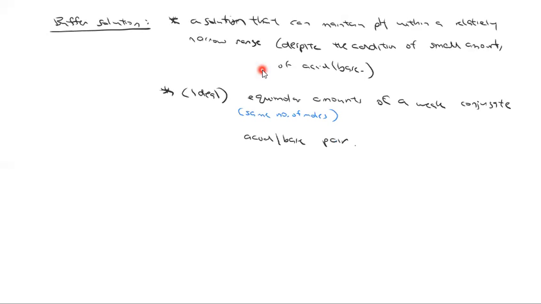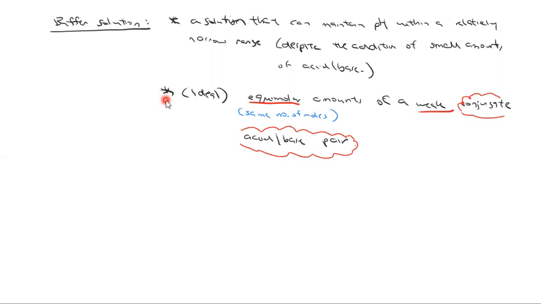So the key things you need to throw in for your definition include the fact that you need equal molar amounts. It has to be weak, it can't be strong. And your conjugate acid-base pair is also required. So basically, more or less everything in that definition.